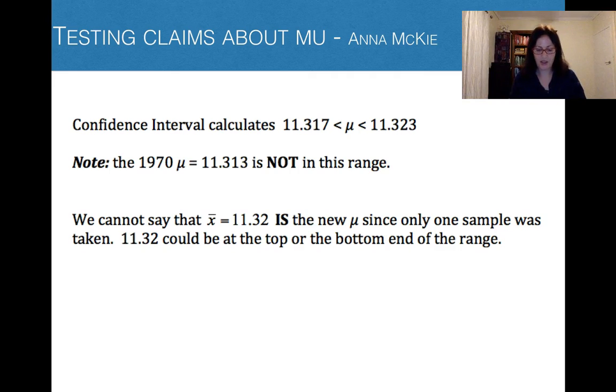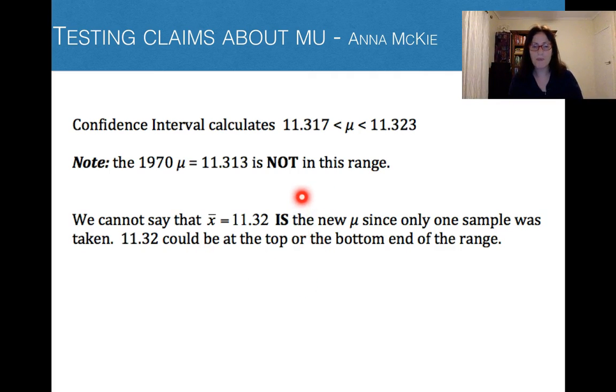So the confidence interval that you end up calculating ends up being this, and then you have to go back and assess your previous mean, mu. 11.313, you can see, is completely below this confidence interval, so it's not in the range. But we have to bear this in mind.